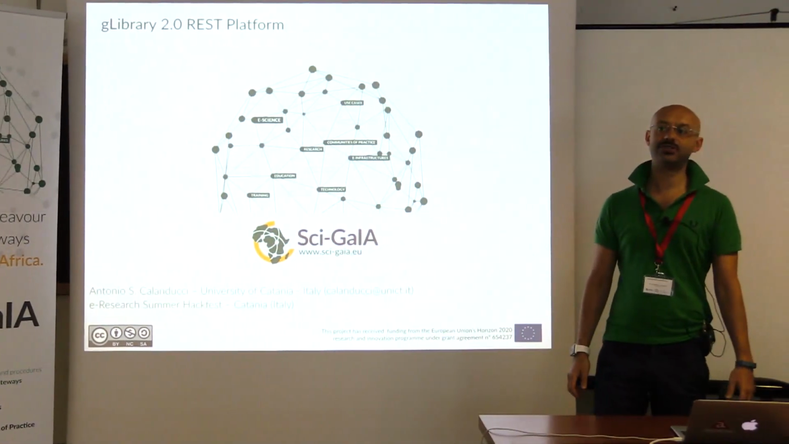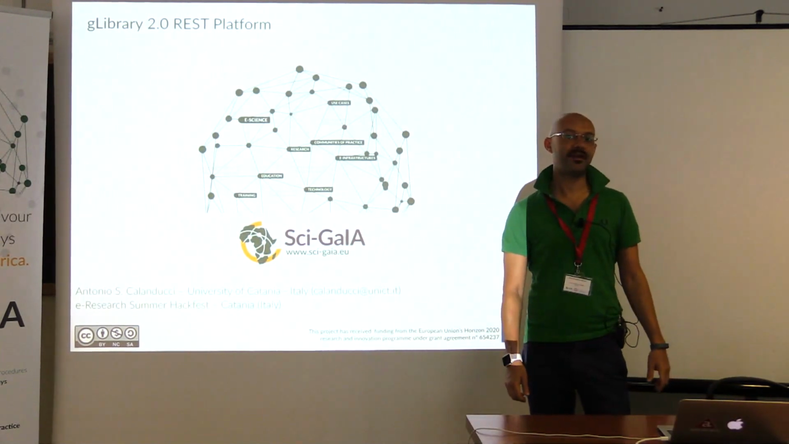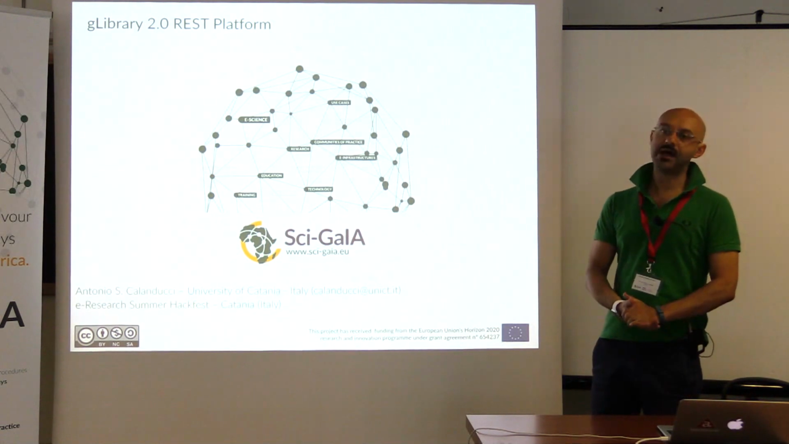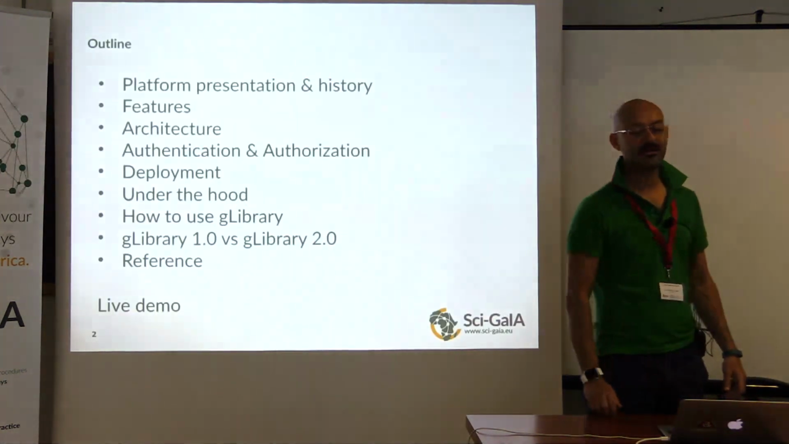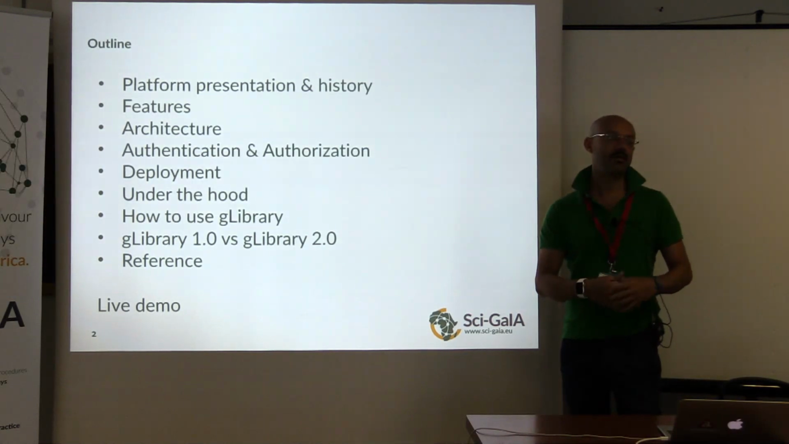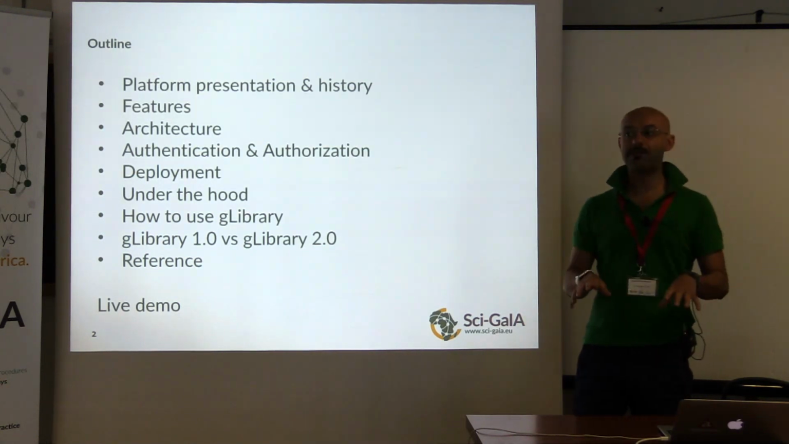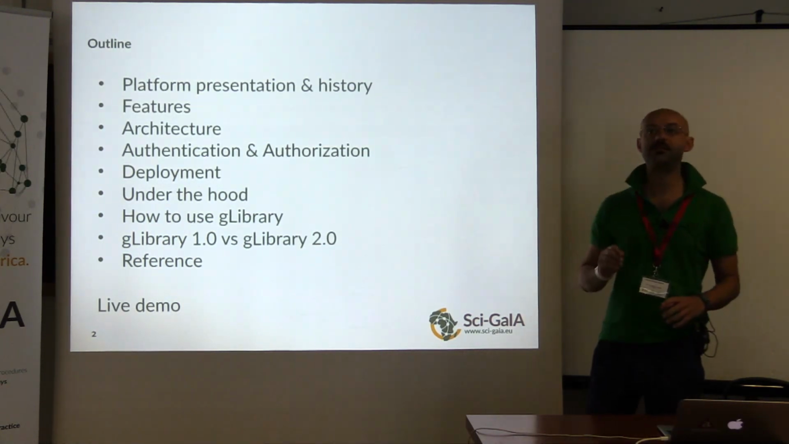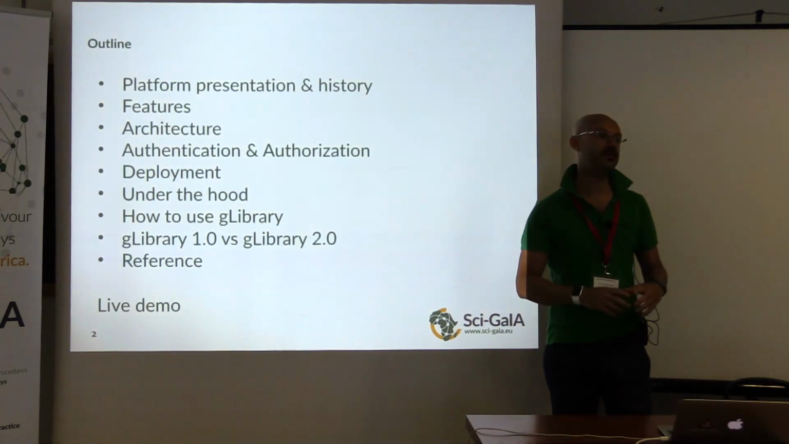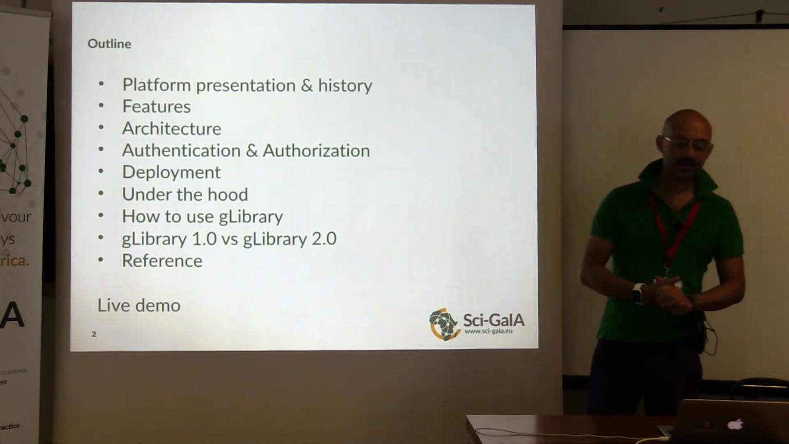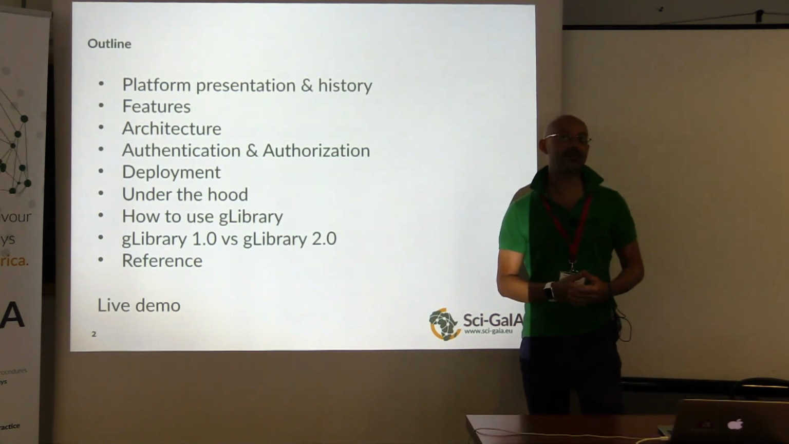My name is Antonio Calanducci. I work at INFN in Catania and also at the University of Catania, and I'm a freelance software engineer. In this presentation, I'm going to present a platform we call GLibrary that we've been working on since 2007. Actually, the topic of today's presentation is GLibrary 2.0. It's a brand new release that has been developed starting this March, and it went out in beta in the last 2 months. So I'd like to present the features of the platform.